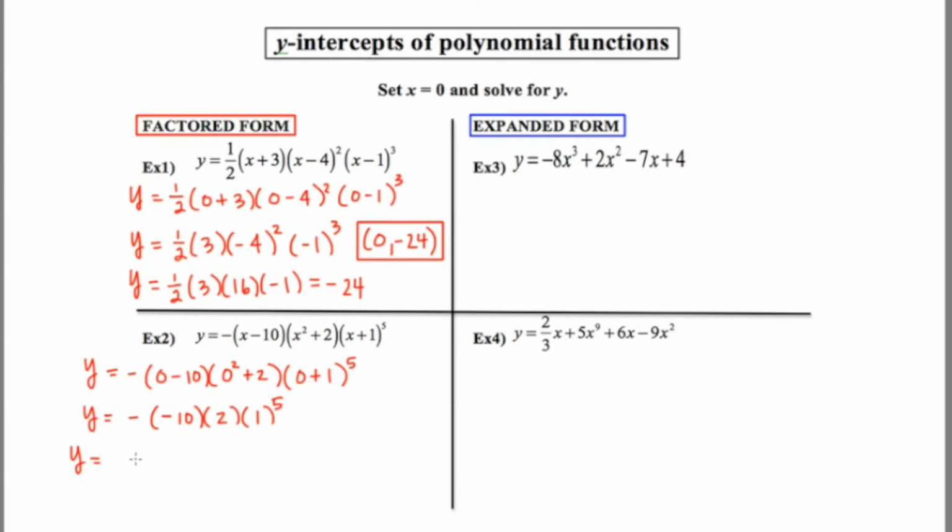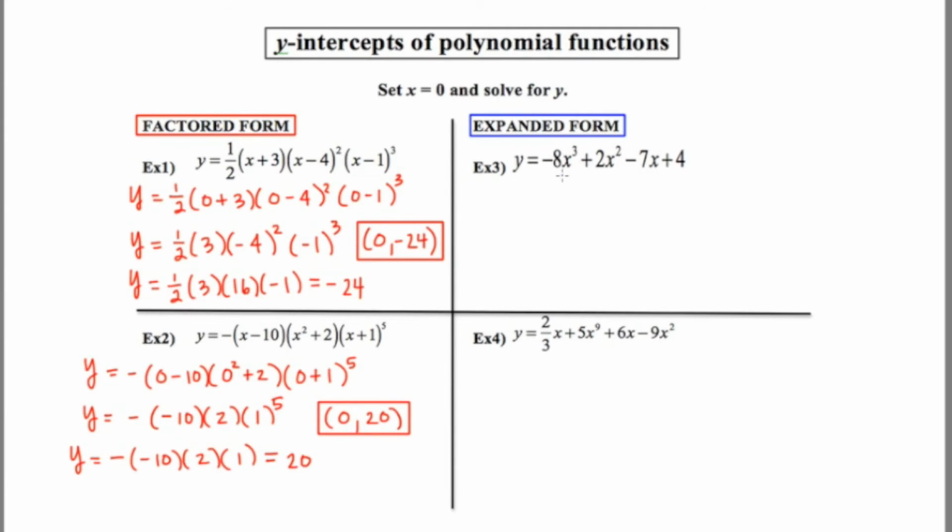Okay, and now simplifying just a little more, 1 to the 5th is just 1. And now when I multiply all those things together, I get the opposite of -10, which is 10. 10 times 2 is 20. 20 times 1 is 20. So we get an answer of 20, which is an ordered pair of 0, 20 for our y-intercept.